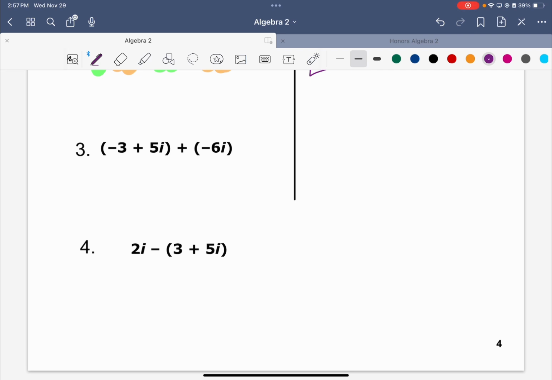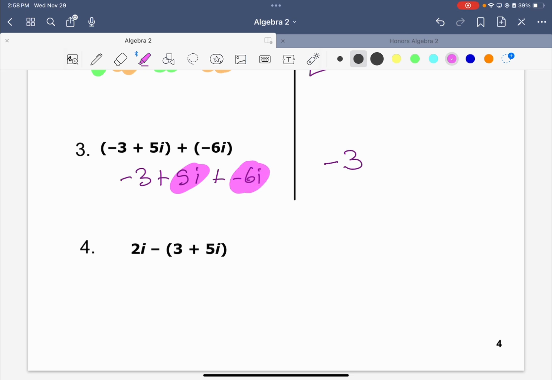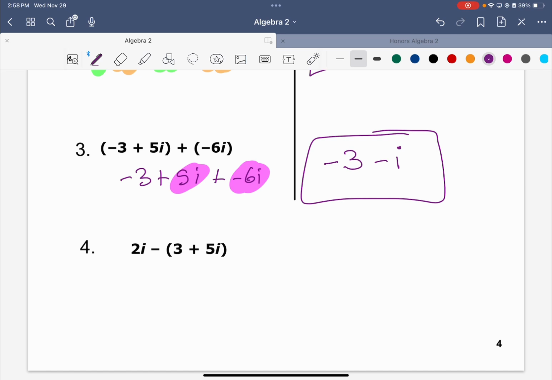So the first one, just adding. Negative 3 plus 5i plus negative 6i. We don't have anything to combine with the negative 3, so it's just negative 3. And then we've got 5i and negative 6i. That makes negative i. Yes? No?